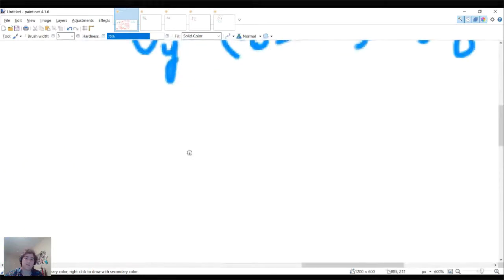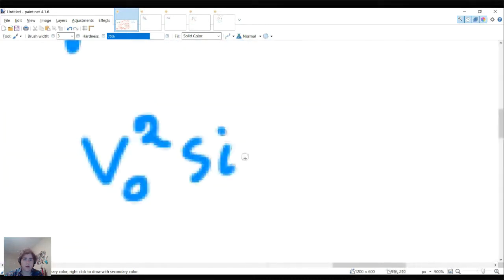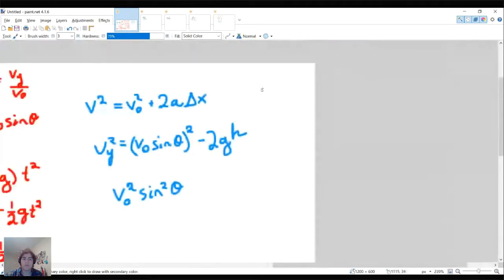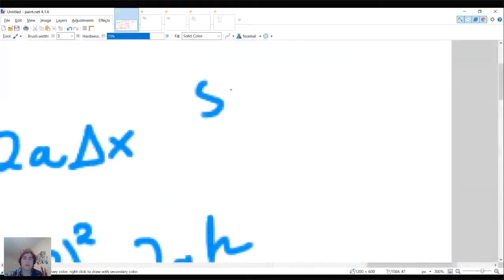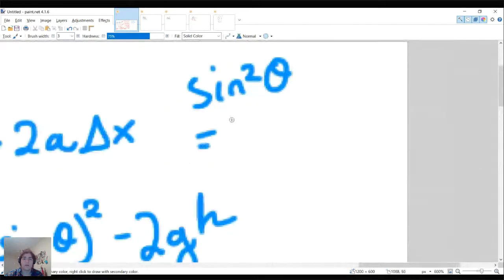So now we have V0 squared. And this might be new notation, sine squared theta. This just means sine theta squared. So sine squared theta is just sine theta squared.